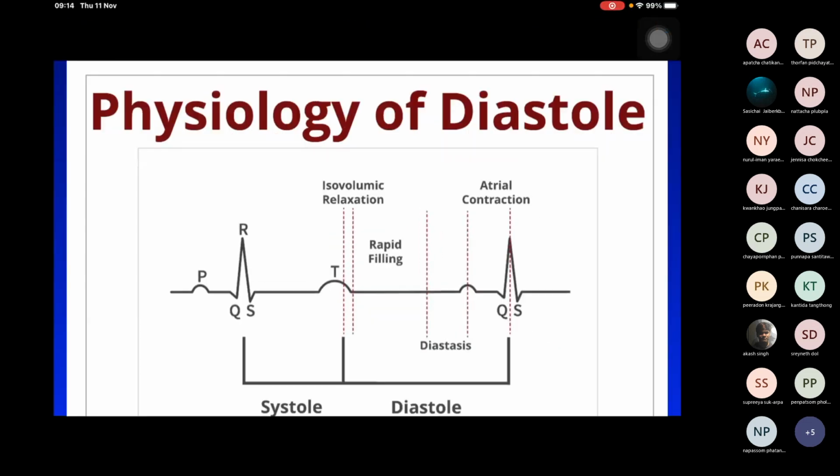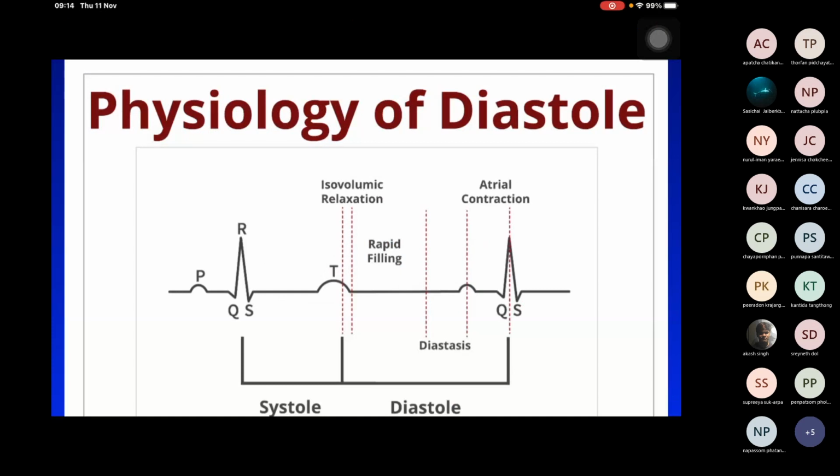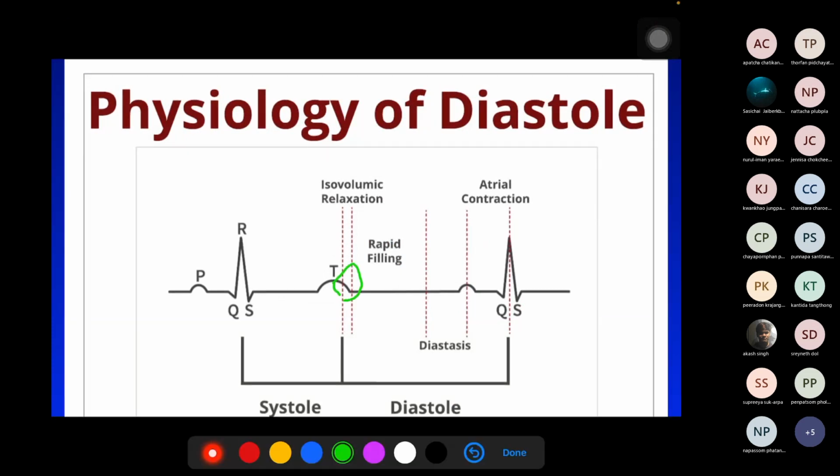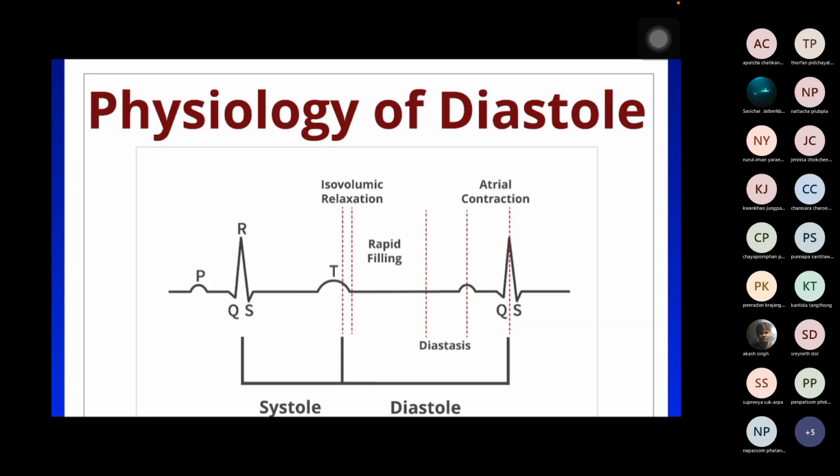This one, IVRT, early rapid filling, diastasis, and the atrial kick you see follows the P wave to the next QRS complex. This is the atrial contraction. First one, IVRT. Second one, early rapid filling. Third one, diastasis. And fourth one, atrial contraction.